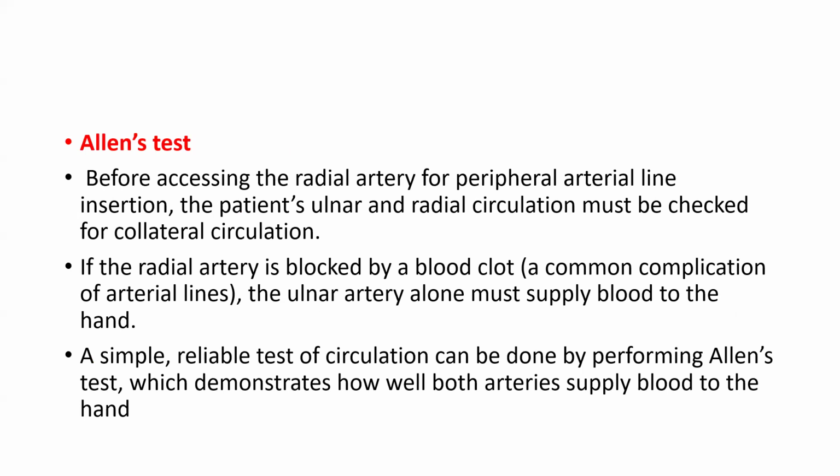Then we need to perform the Allen's test before inserting an arterial line. Now we'll see. Before assessing the radial artery for peripheral arterial line insertion, the patient's ulnar and radial circulation must be checked for collateral circulation. If the radial artery is blocked by a blood clot, then the ulnar artery alone must supply the blood to the hand. So this patency is checked by performing Allen's test, which demonstrates how well both arteries are sufficient to supply blood to the hand.